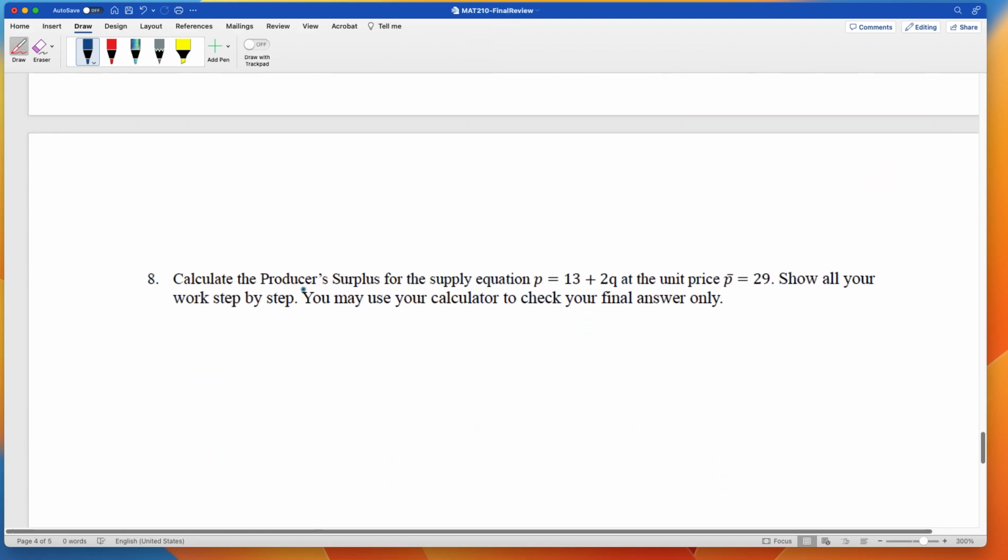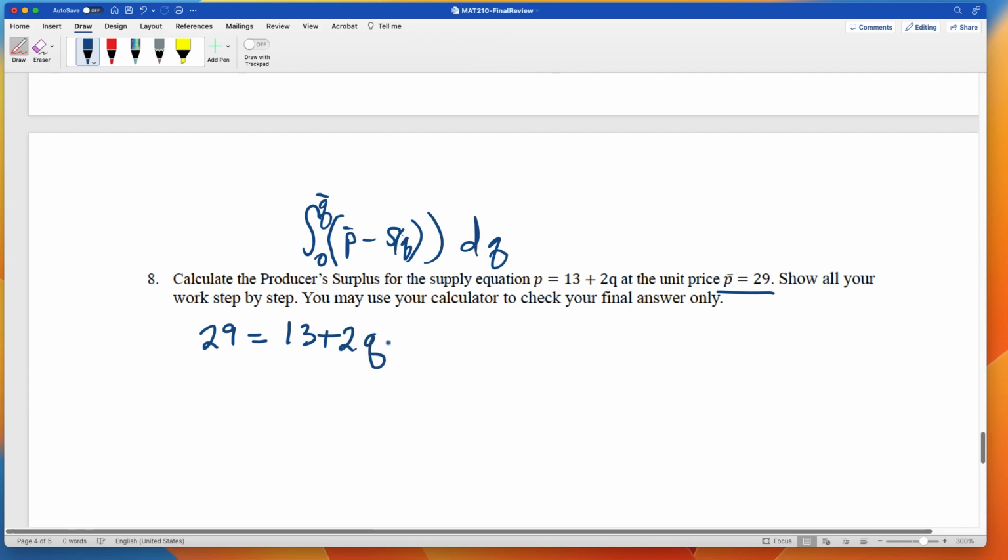Let's just remind, P minus S of Q dq, and we're going from 0 to Q bar actually, and this P is going to be, as we're going to see, P bar. We're given P bar, so now we need to find what Q bar is. So when P is 29, then we have 13 plus 2Q, and since this is the average price, this will be the average demand. As you'll see, a little easier to solve.